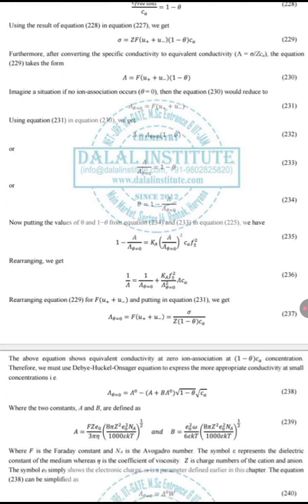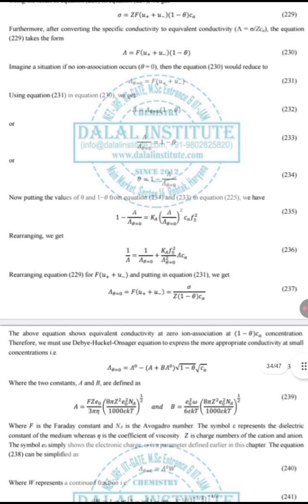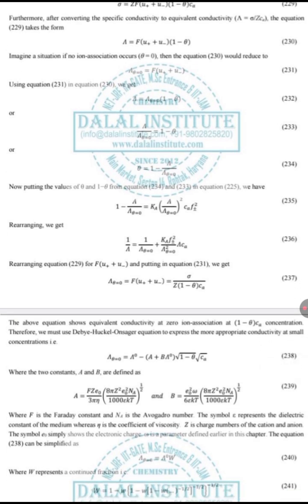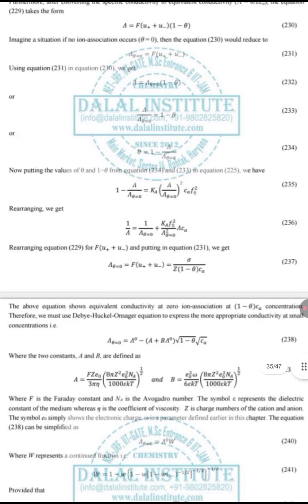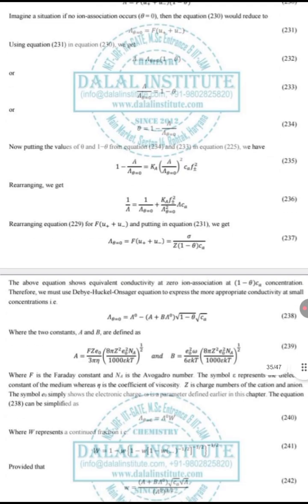Using the result of equation 228 in equation 227, we get sigma equals Z F (mu plus, mu negative) into (1 minus theta) into Ca, 229. Furthermore, after converting the specific conductivity to equivalent conductivity, lambda equals sigma by Z into Ca, equation 229 takes the form lambda equals F into (mu plus, mu negative) into (1 minus theta), equation 230.